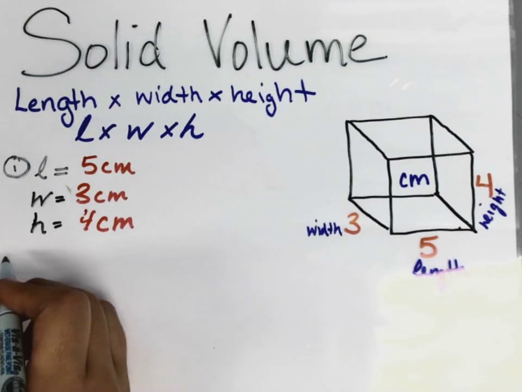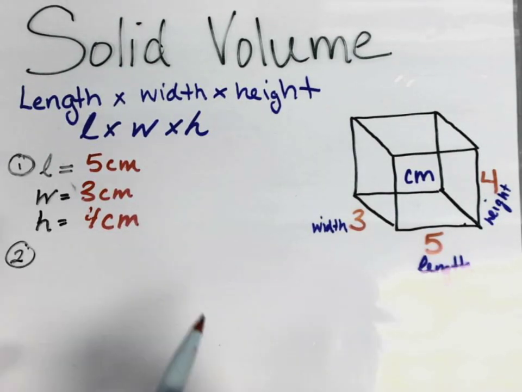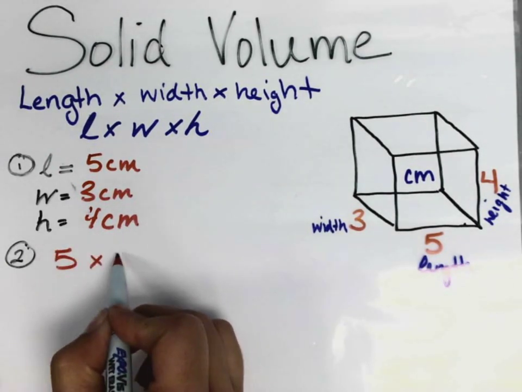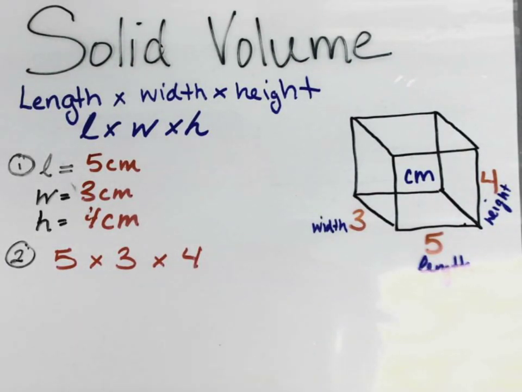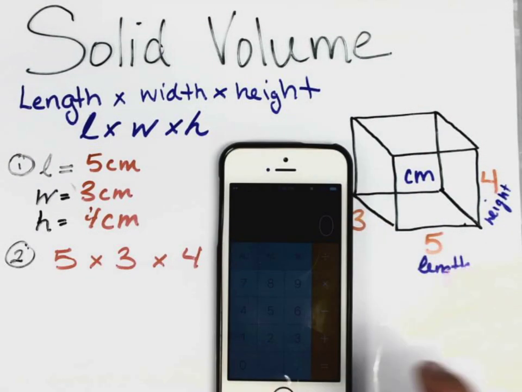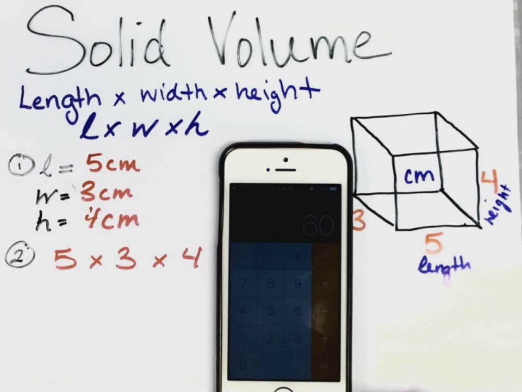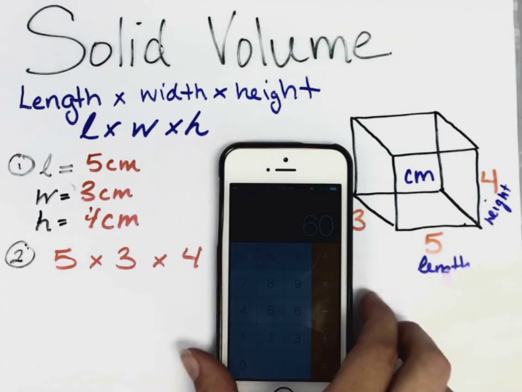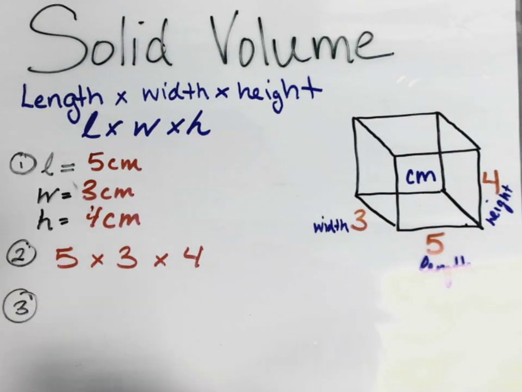Our second step is to put that into our formula. So we would do 5 times 3 times 4. Now in science, when we're doing solid volume, you can use a calculator. So I'm going to pull up my calculator and do 5 times 3 times 4. And that's going to give me 60. So step 3 is to write my answer. 60.